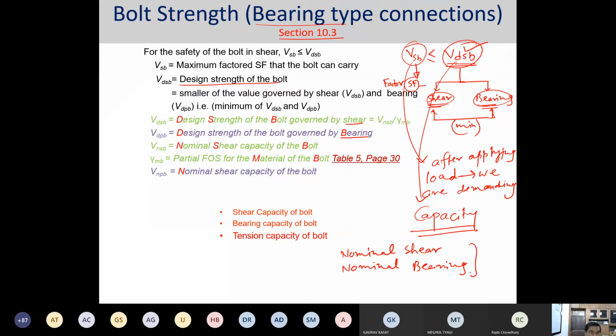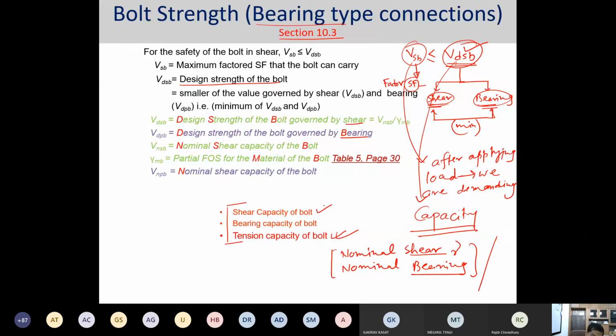So after having this nominal shear and nominal bearing, what are we going to find out? Divide the nominal shear by its factor of safety and the nominal bearing by its factor of safety. You will get the design shear and design bearing. And the third portion that you have to find out is the nominal or the design tensile capacity of the bolt also.